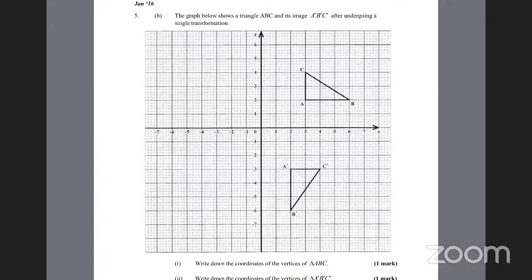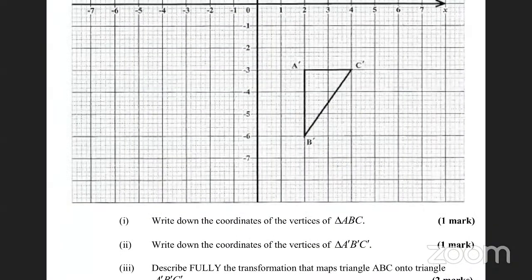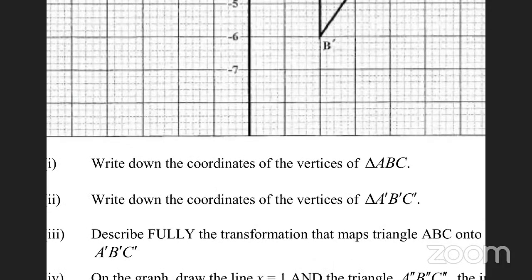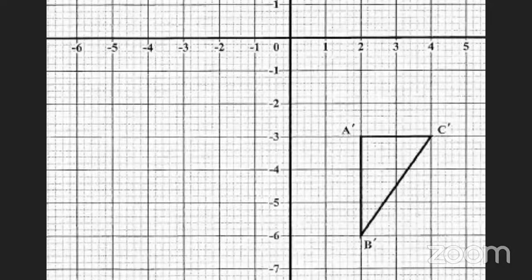The first part is to write down the coordinates of A, B, C and the vertices of A prime, B prime, C prime. That should be easy. Once you plot it, you should be able to write it down. For example, A prime is 2, minus 3. Everybody okay with that? We're just reading those off.